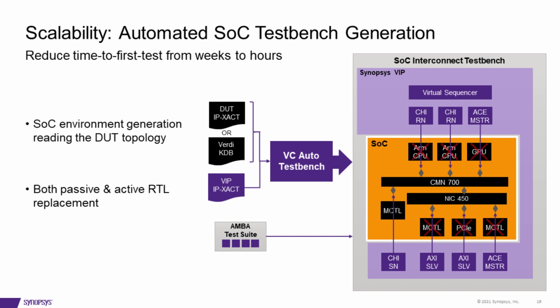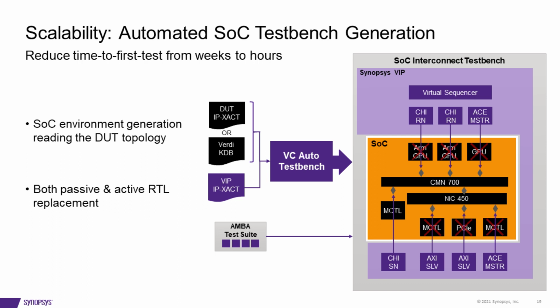And then from Synopsys, we provide the verification IP, the AMBA based verification IP and other interface IP. This tool reads the DUT IP-XACT, and based on that, it selects the VIP using the VIP IP-XACT. The Synopsys verification IP has an inbuilt VIP IP-XACT. So if it is an AMBA interface, it picks up the AMBA VIP. If it is a USB interface, it picks up the USB VIP.